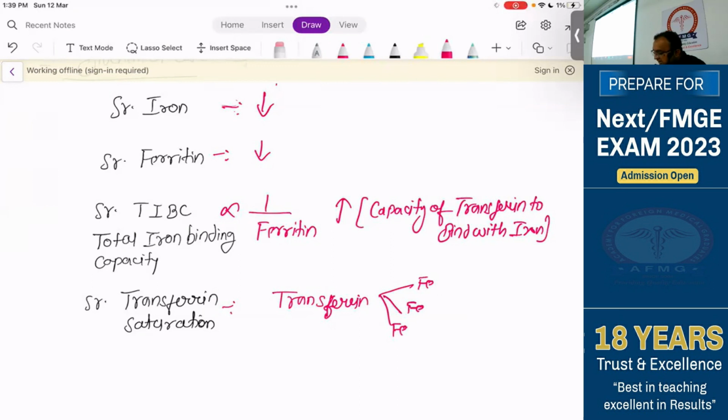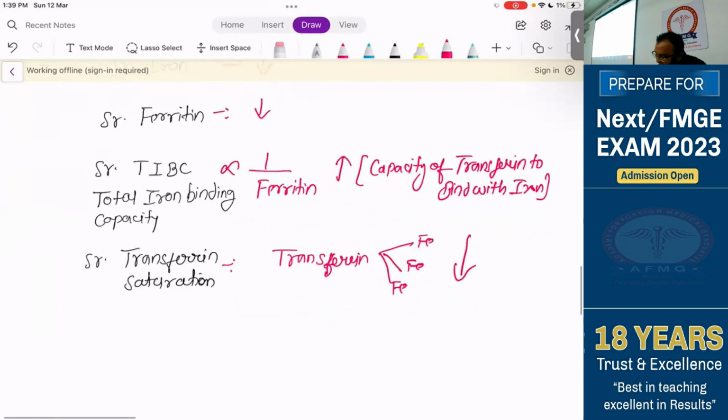So that's why transferrin saturation will fall because of non-availability of iron. So due to non-availability of iron, all the valencies of a transferrin cannot get saturated by the presence of iron, so the saturation will fall. It has increased its capacity, but the saturation is not possible. Okay?